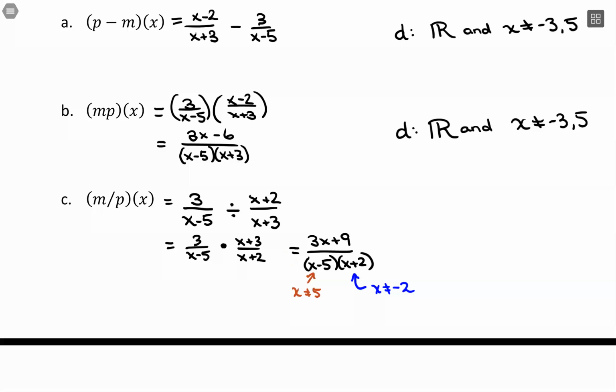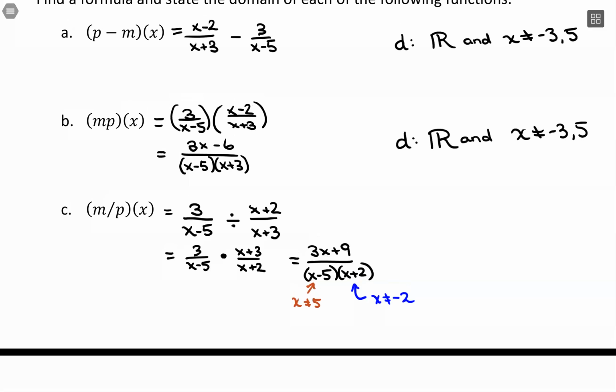So that's where when you start making these domains, you need to first think about the combination of the two functions, combine their two domains, and then at the end, reevaluate and see if there are any new restrictions to the domain. So the domain is all real numbers, and x cannot equal negative 3, negative 2, or positive 5.